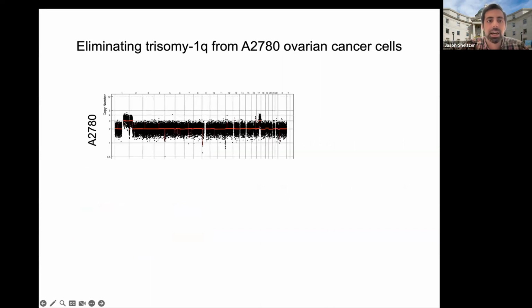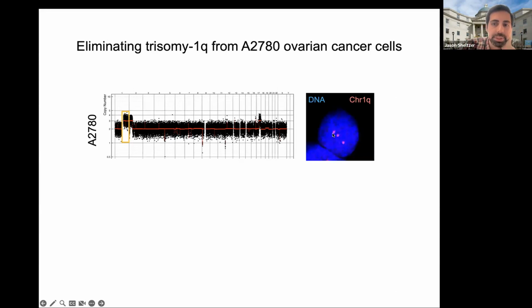So this is an ovarian cancer cell line. That is, this is an ovarian tumor that was excised from a patient, and then a cancer cell line was derived from it. And you can see that this cell line has trisomy of the Q arm of chromosome 1. That is, it has 3 copies of part of chromosome 1, whereas it has 2 copies of most of the rest of the genome, 2 copies of chromosome 3, 2 copies of chromosome 4, 2 copies of chromosome 5, and so on. Here, I'm just highlighting this trisomy or this aneuploidy of the Q arm of chromosome 1.